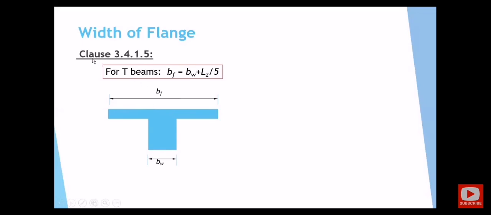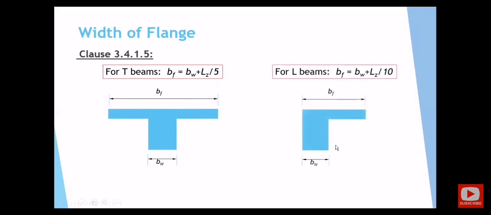According to the British standard, for T beams, when you have flanges from both sides, the B flange equals B web plus Lz over 5. We will see what Lz is in a few seconds. If you have a flanged section, which we call an L beam, when you have a flange only from one side, the B flange in this case equals B web plus Lz over 10.